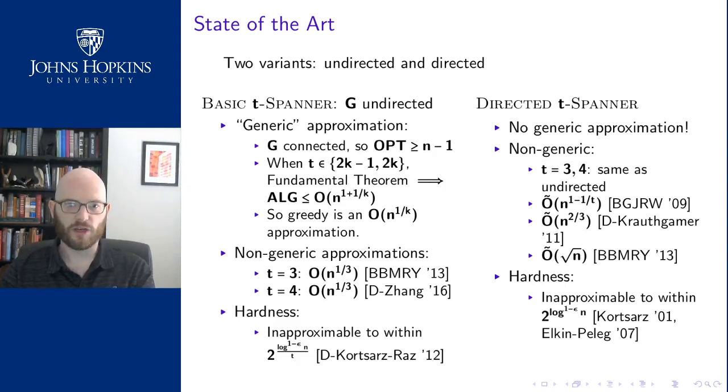If you want to allow larger values of t, the best known, due to BBMRY, that same paper, is a root n approximation. And a somewhat more classical result, due to both Kreutzart's and Elkin-Peleg, is that this is label cover hard for any t. So 2 to the log to the 1 minus epsilon n hard for any t, modulo standard complexity assumptions.